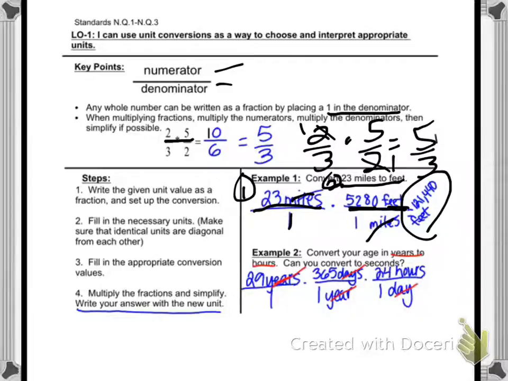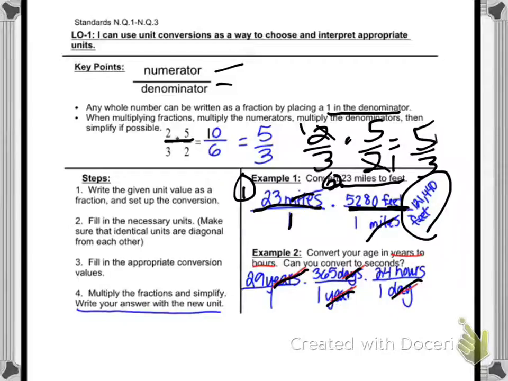Alright. Number 2, convert your age in years to hours. So 29 years times 365 days over 1 year. Alright, and then we're going to go to hours. So there's 24 hours in 1 day. Notice I cross out the years, cross out the days. Alright, now multiply that.